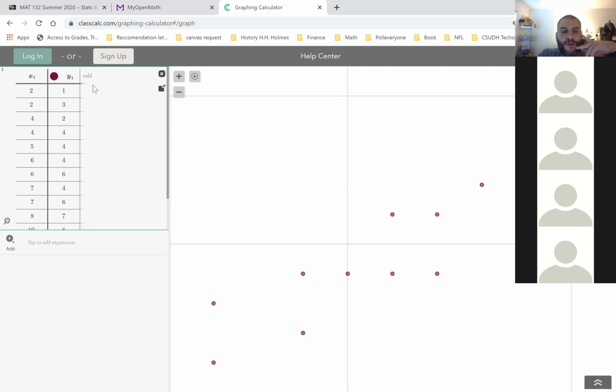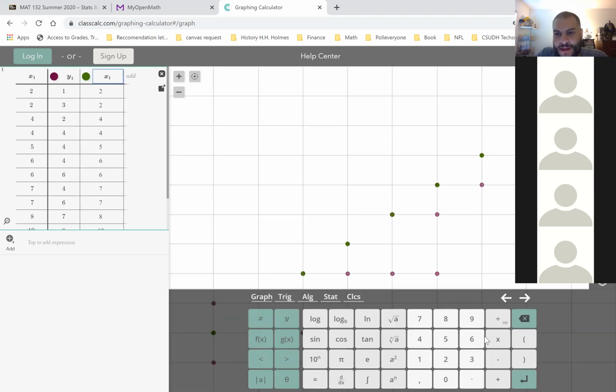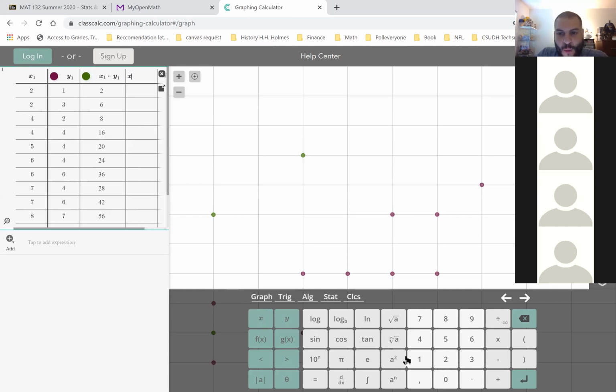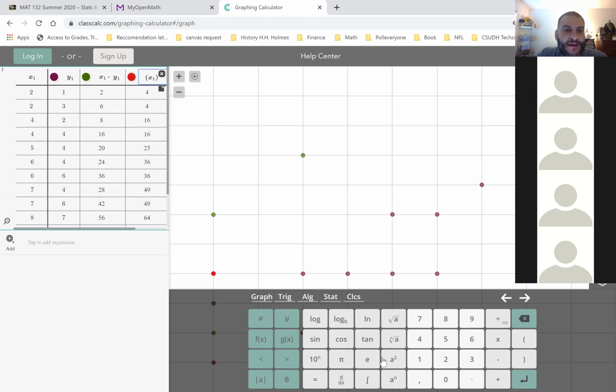No. The cool thing about this is, if you wanted to recreate the table that I put, where it has X times Y and X squared and Y squared, you can actually do that here. If you look right here where it says add, you can add and say X1, multiply by Y1. It will do the multiplication for you right here. Then if you go add again, you can say X1 and take that to the second power.